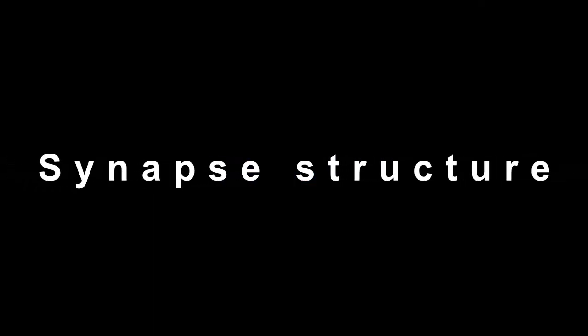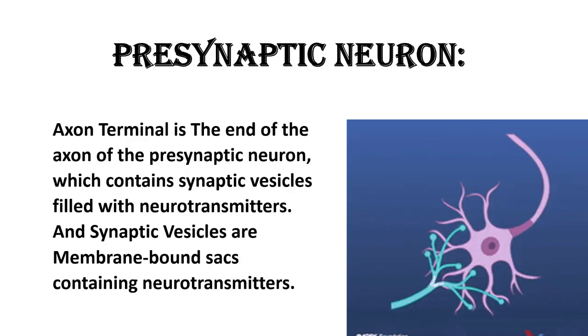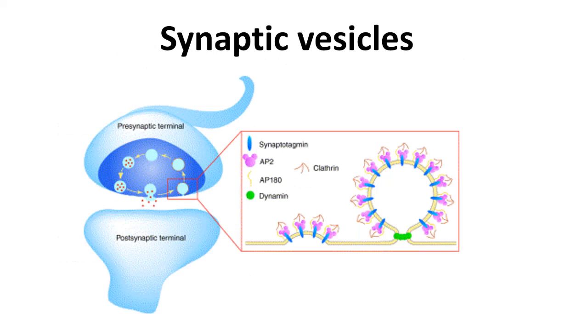Presynaptic neuron. Axon terminal is the end of the axon of the presynaptic neuron, which contains synaptic vesicles filled with neurotransmitters.